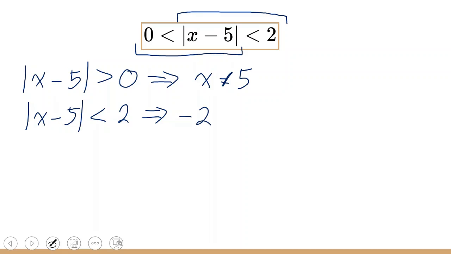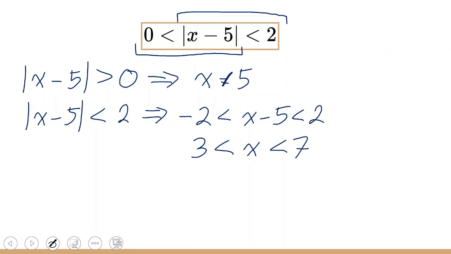So let's write that out. x minus 5 is between minus 2 and 2. So now I can easily solve for x by adding 5 to all the sides. Okay. And then let's not forget to combine both of our results from both halves.